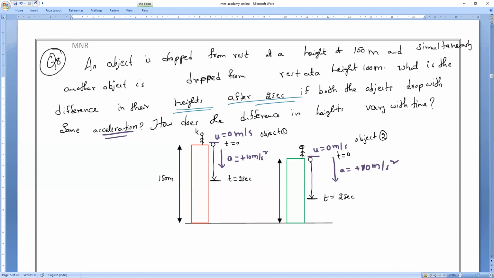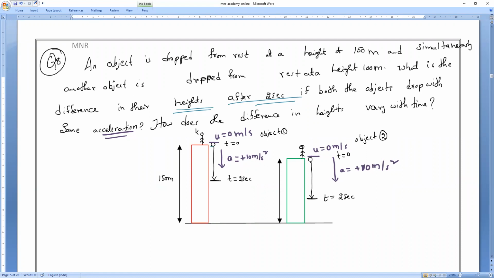Sir, but they ask height only, no, sir. That's what I'm asking. What is the height difference? After this, it will travel some distance. After this, it will travel some distance. Then what is their height difference? Clear? Okay? Yes, sir.